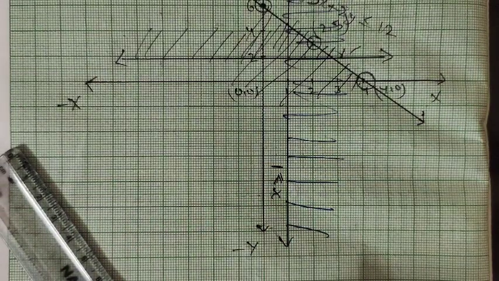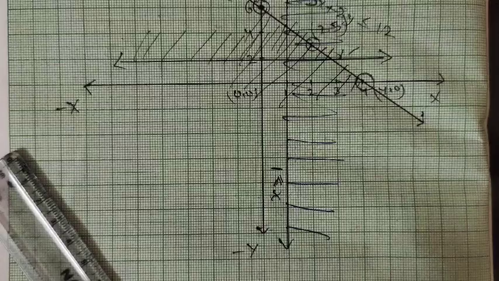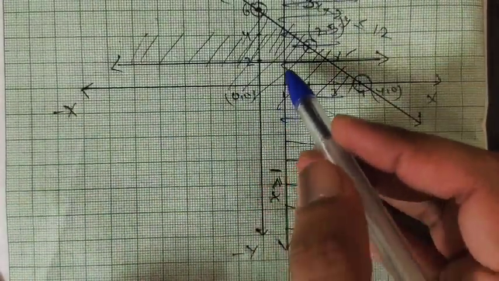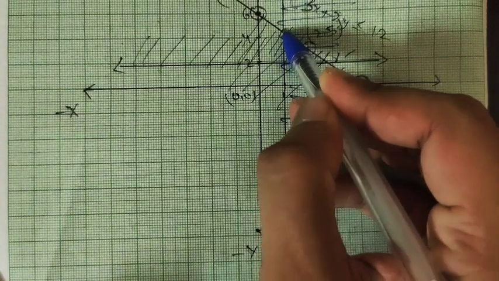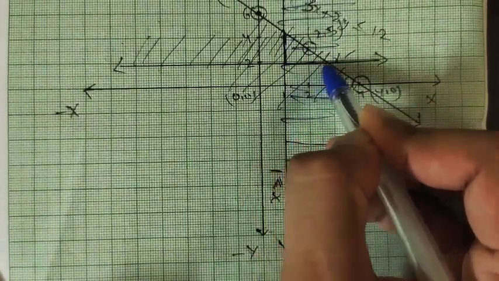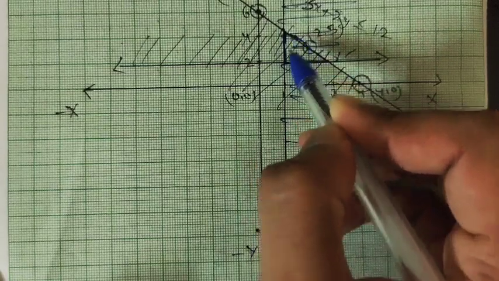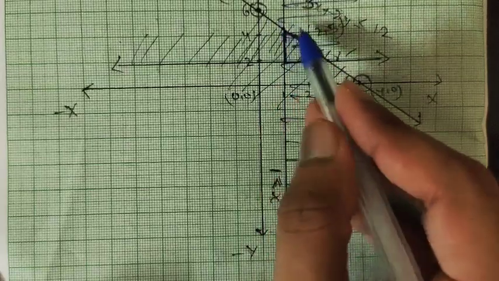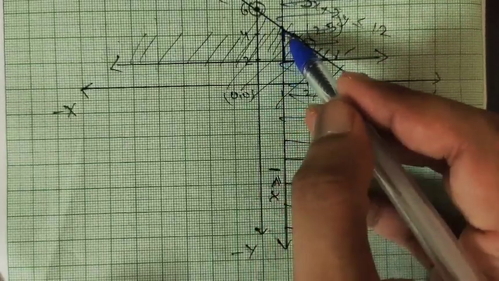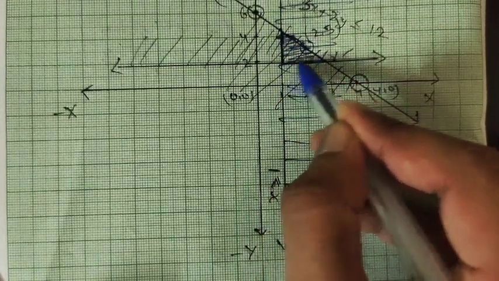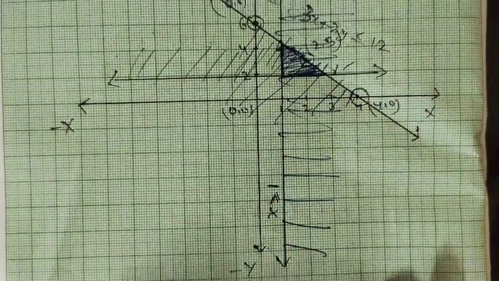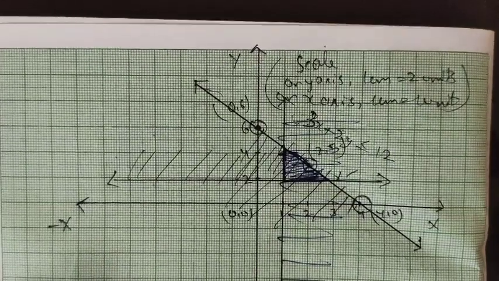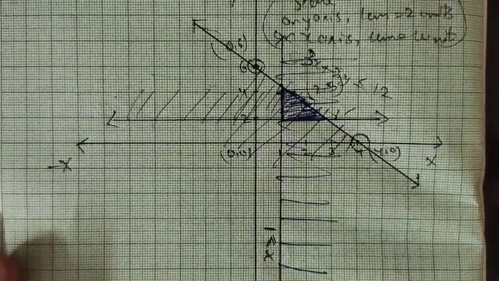We have to solve the following inequalities graphically. So which area is the intersection of all three inequalities? This triangle. This portion lies above this line, to the right side of this line, and below this line. This is our required portion. Is that clear? So this is the required graph.